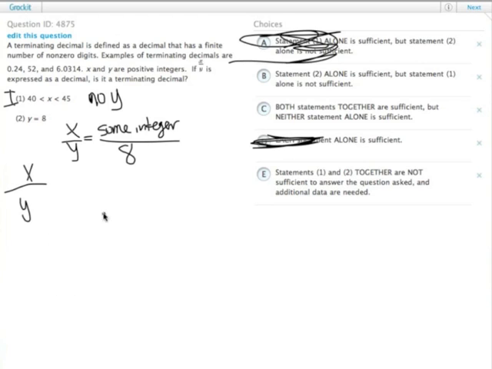The reason I know that is either x is going to be a multiple of 8, in which case the number itself will be an integer, something .0, or you'll have a remainder of 1/8, 2/8, 3/8, 4/8, 5/8, 6/8, or 7/8. And each of these has a decimal equivalent that is a terminating decimal.